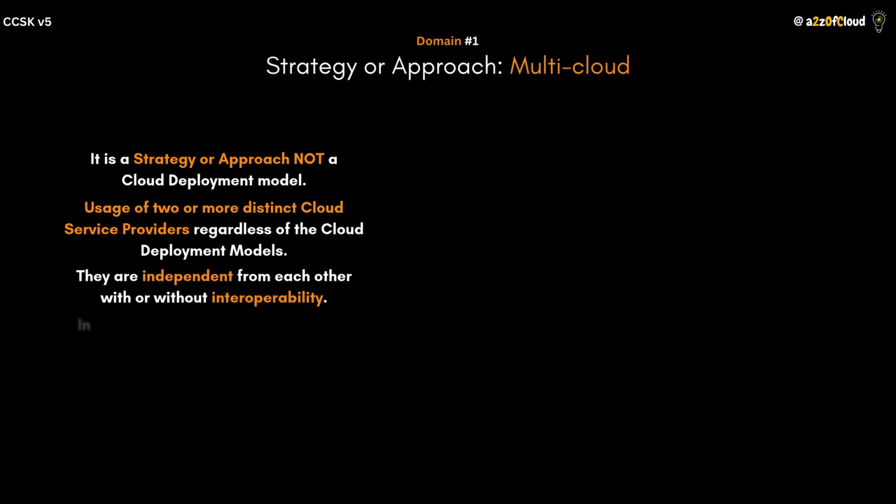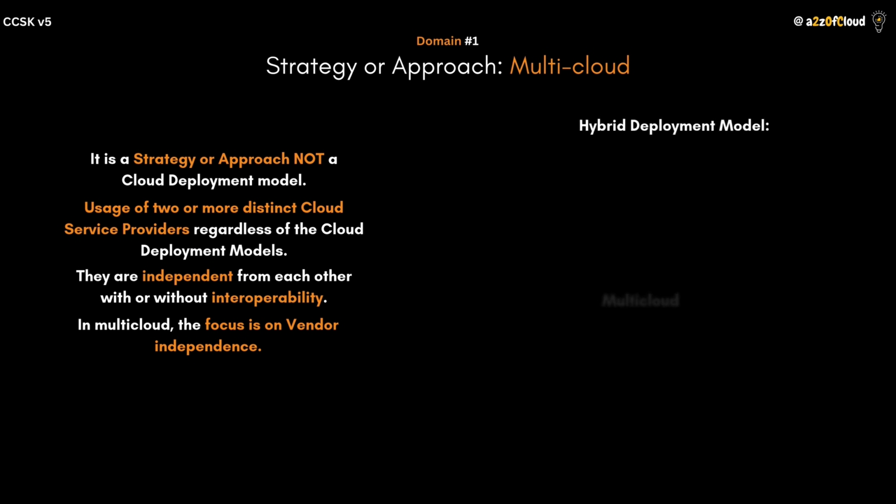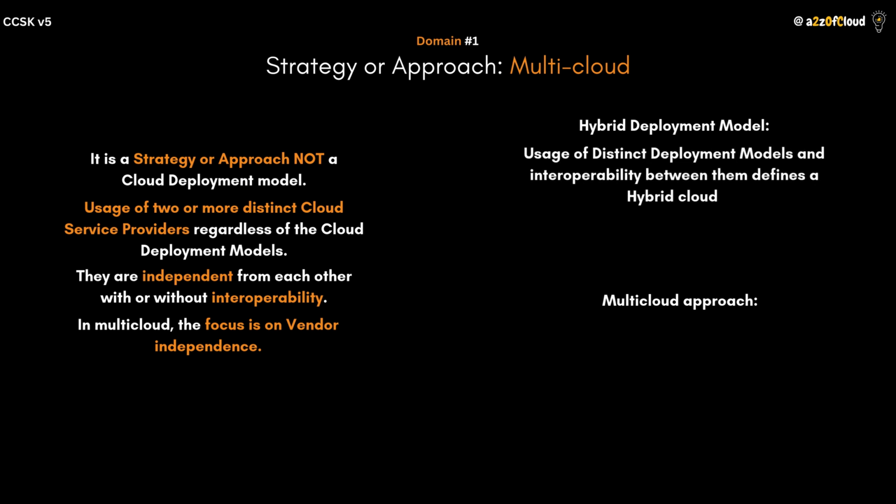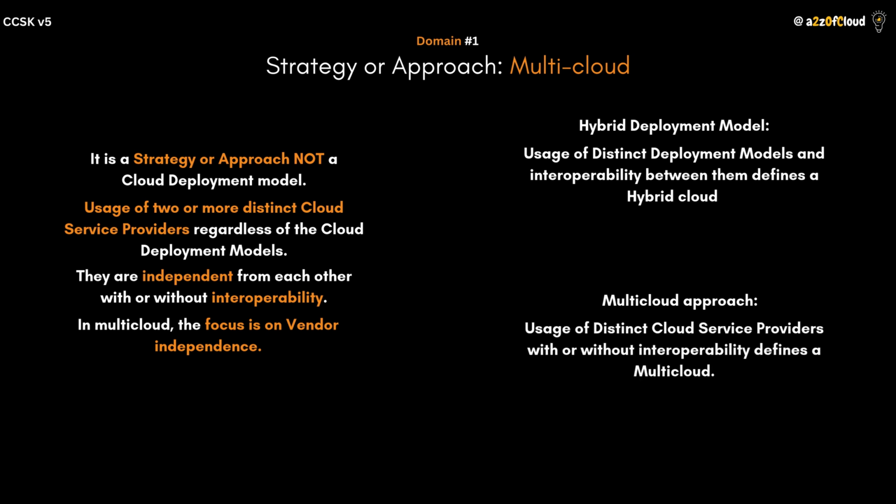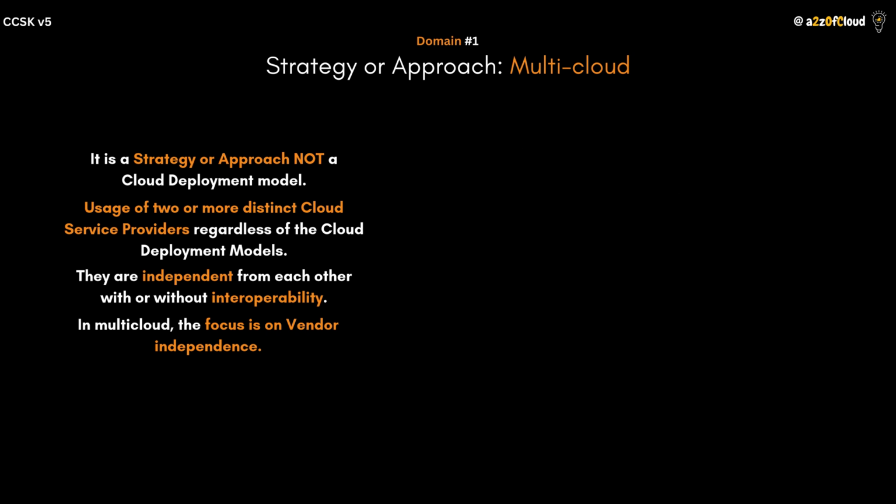When using a multi-cloud strategy, the focus is on vendor independence, distributing workloads on distinct cloud service providers for redundancy and best features. One can get easily confused between a hybrid deployment model and a multi-cloud approach. Usage of distinct deployment models and interoperability between them defines a hybrid cloud, whereas usage of distinct cloud service providers with or without interoperability defines a multi-cloud. On the screen you have a public cloud from Azure and a public cloud from AWS. This is an example of multi-cloud.